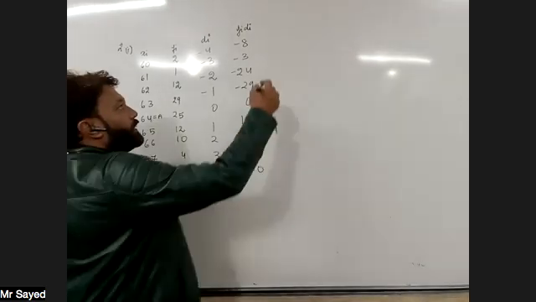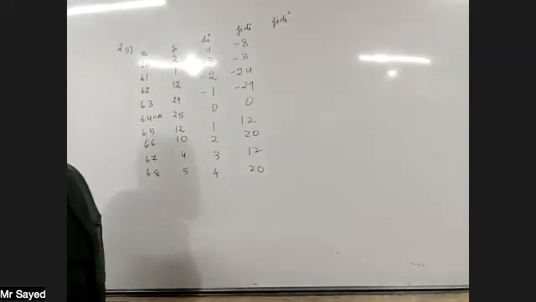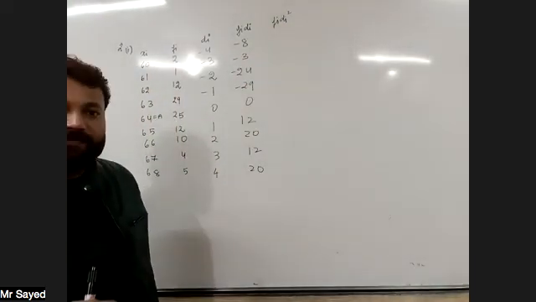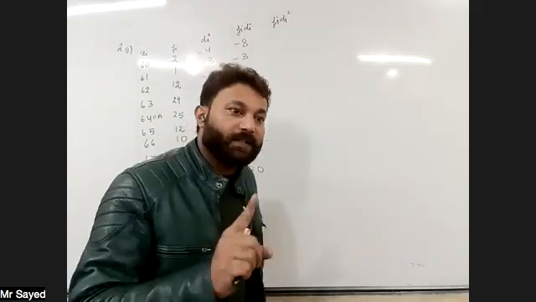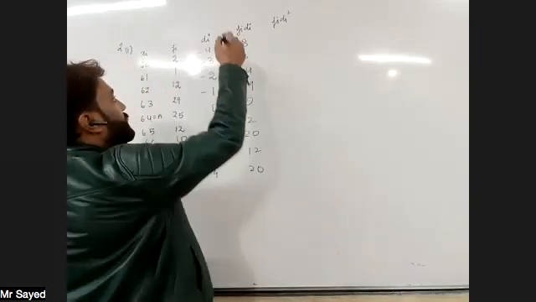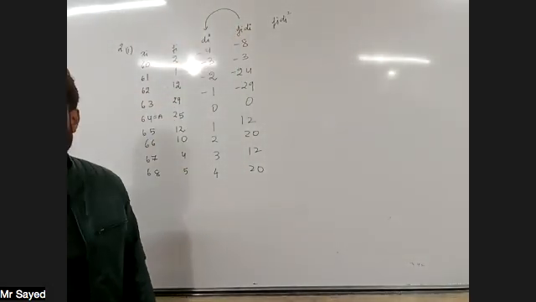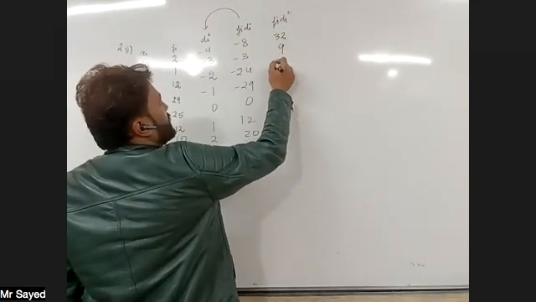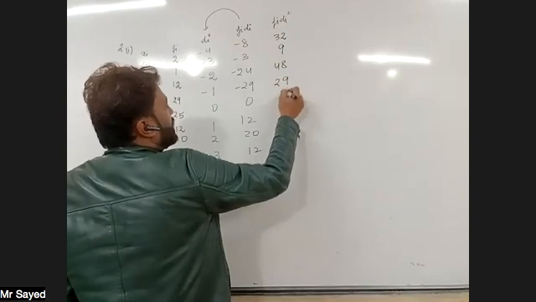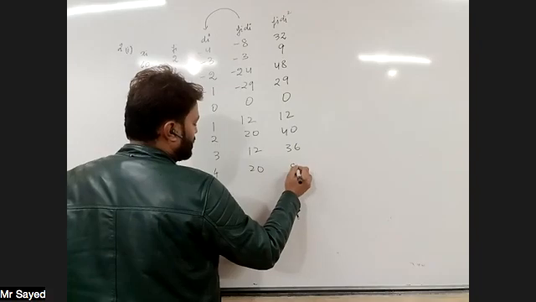Clear? This is very important. Last column, fi di square. This should not be confused with fi di of whole square. It is not whole square. It is just fi di square. So if we multiply this column again by di, we'll get fi di square. So this will be 32, this will be 9, this will be 48, this will be 29, 0, 12, 40, 36, and 80.